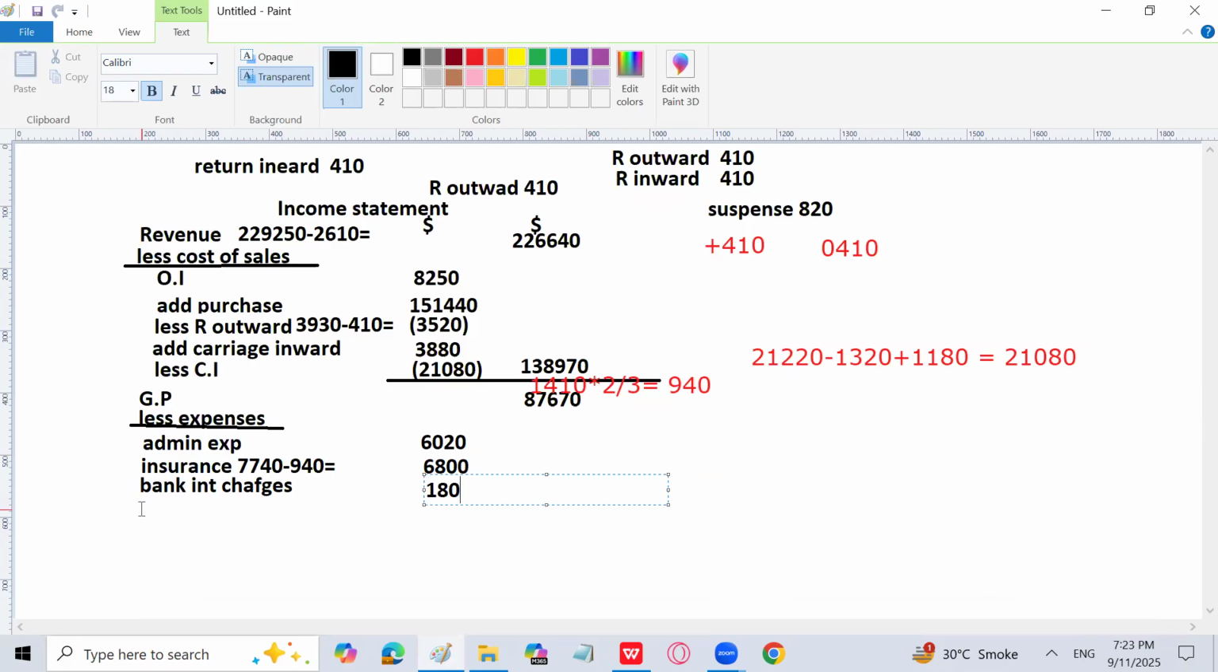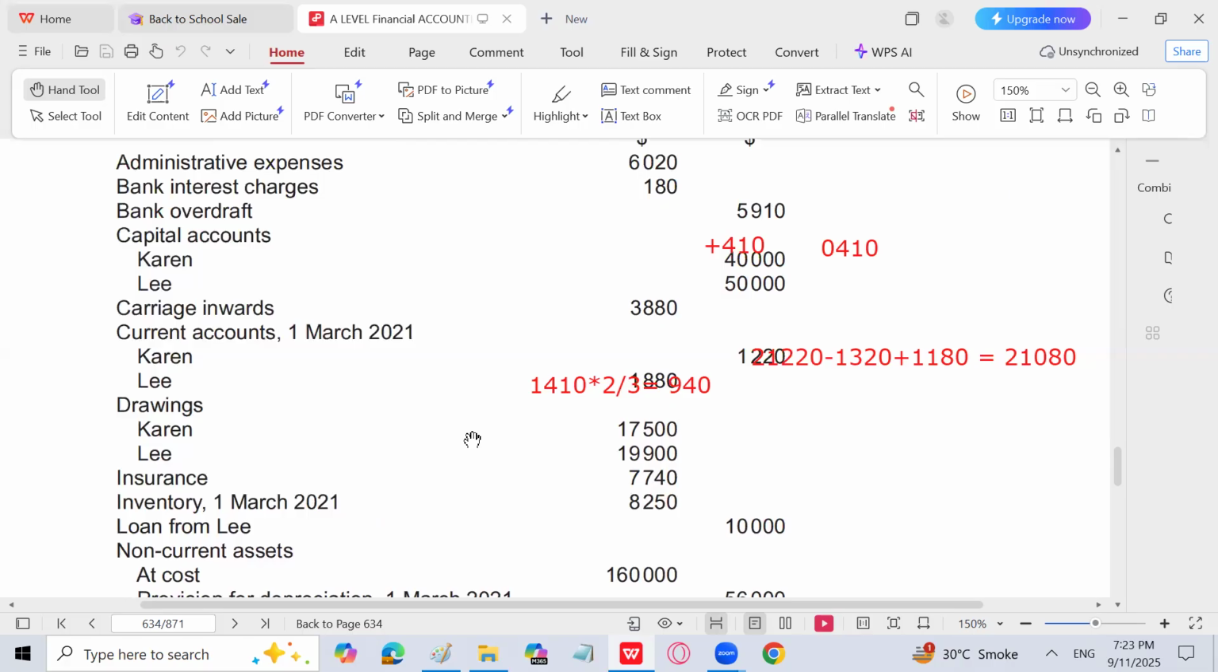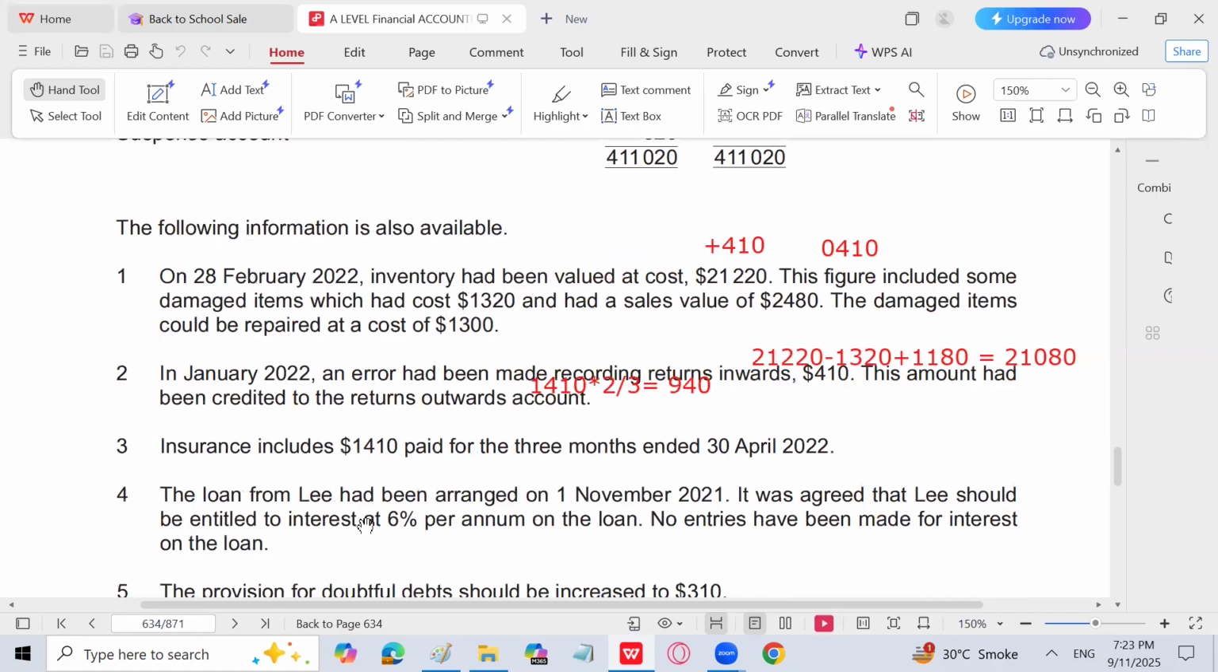So next thing which I am supposed to write, when charges spelling is wrong, doesn't matter. That is interest on loan from Lee. So I have to write it as an expense because loan from a partner will be recorded under the heading of expenses, but it will come on the credit side of current account. So loan from Lee is 10,000 and the examiner has asked us the loan from Lee had arranged on 1st November 21. It was agreed that Lee should be entitled to interest at 6% per annum on the loan. No entries have been made for interest on the loan. You have not paid any interest up till now.